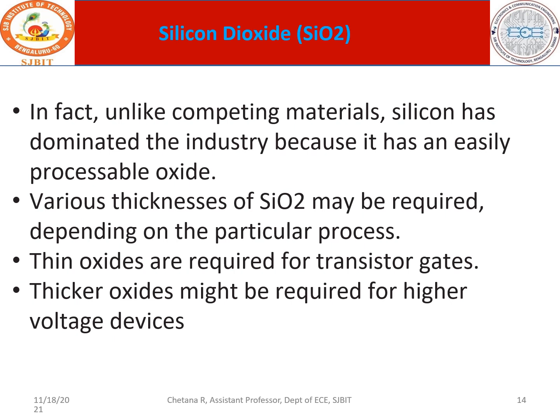Next we have silicon dioxide. As I have told you, silicon dioxide acts as an insulator, and thus the bottom layers are safe. So how do we get silicon dioxide? We know the bottom layer is silicon. The moment it is exposed to air, an oxide layer gets deposited. In fact, unlike competing materials, silicon has dominated the industry because it has an easily processable oxide. And we have various thicknesses of silicon oxide. You have two types, thin oxide and thick oxide. Thin oxide is 0.1 micrometer thickness and thick oxide is 1 micrometer thickness.